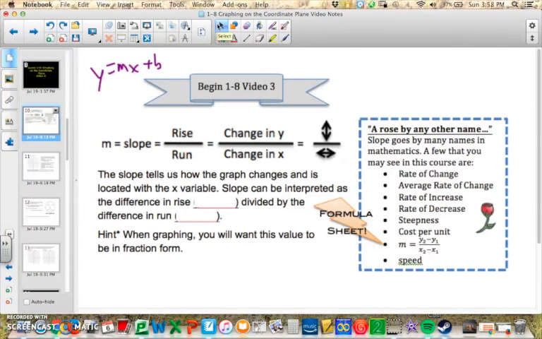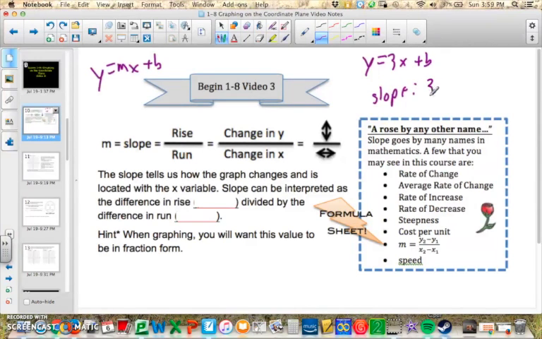and is located with the x variable. It is always attached to the x variable. The x is not part of the slope. So for example, if you have something like y equals 3x plus b, your slope would be 3. A lot of people for some reason like to attach that x to it. It's just going to be the coefficient.